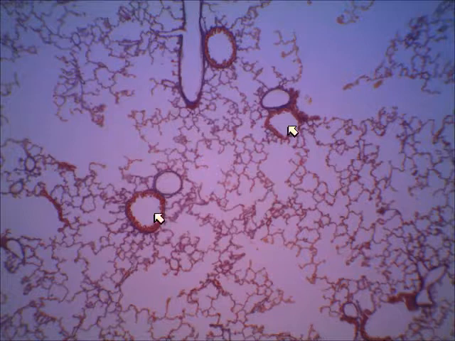I'll put some arrows on bronchioles. There we go. There's little pieces of some. So where you see that thick, wavy lining, those would be the bronchioles.